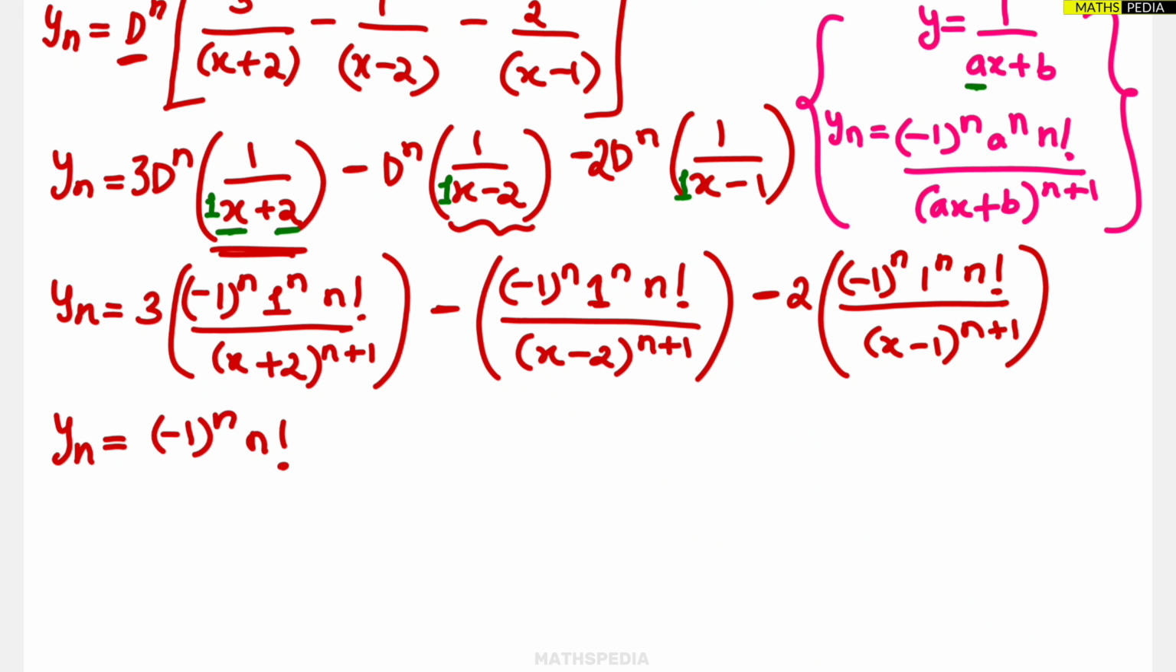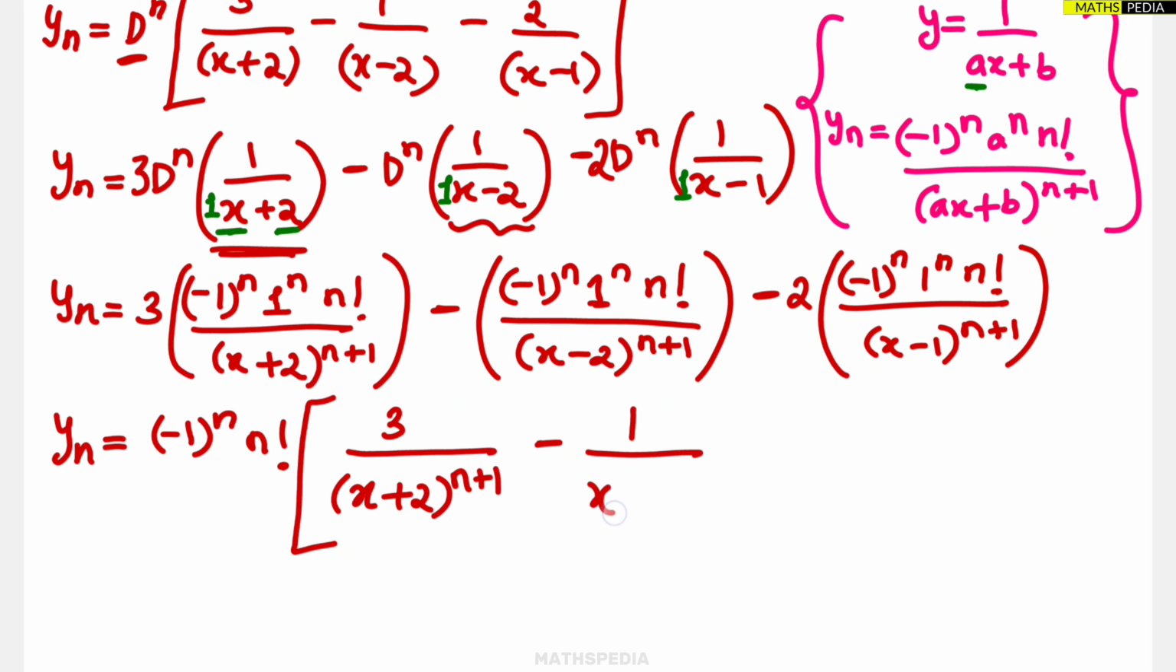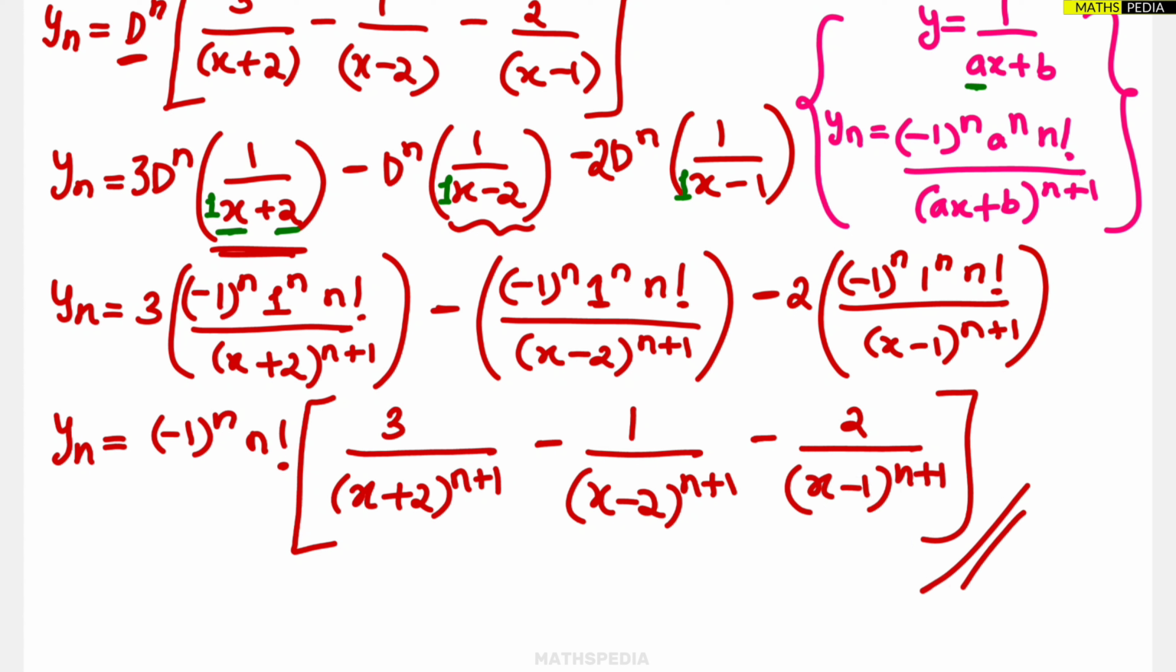So what is remaining then? Inside the bracket it will be 3 into, so everything is gone, so 3 divided by x plus 2 power n plus 1, minus, here what is remaining? 1 divided by x minus 2 power n plus 1, and here what is remaining? 2 divided by x minus 1 power n plus 1. This is the final answer.